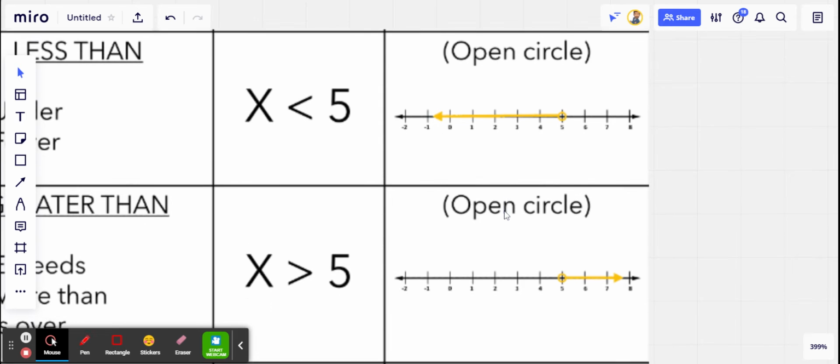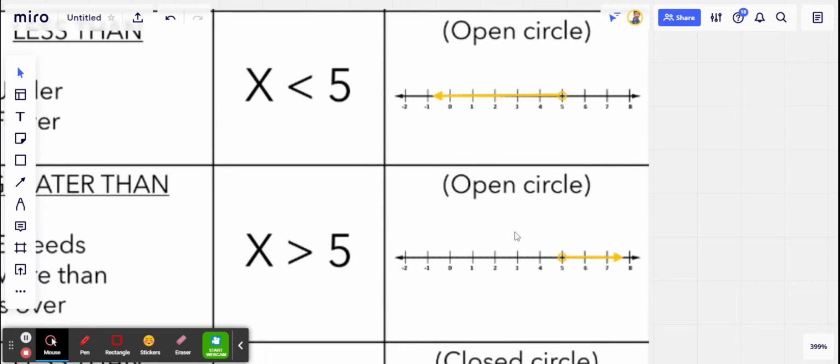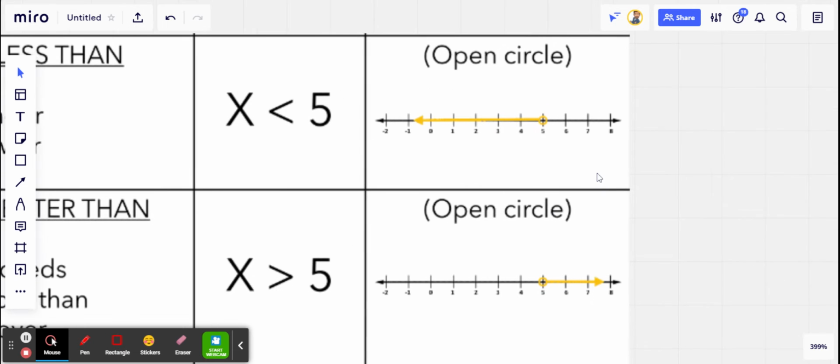And same goes for greater than. When it's just greater than, there's a circle. So this is x is greater than 5. There's a circle around 5, but it's not included. It's not filled in. It's not a closed circle. It's an open circle. So they're just saying a number greater than 5. Any number greater than 5. Then we would draw our arrow to the right. All right. So let's just look at these two right now, and let me show you an example real quick.